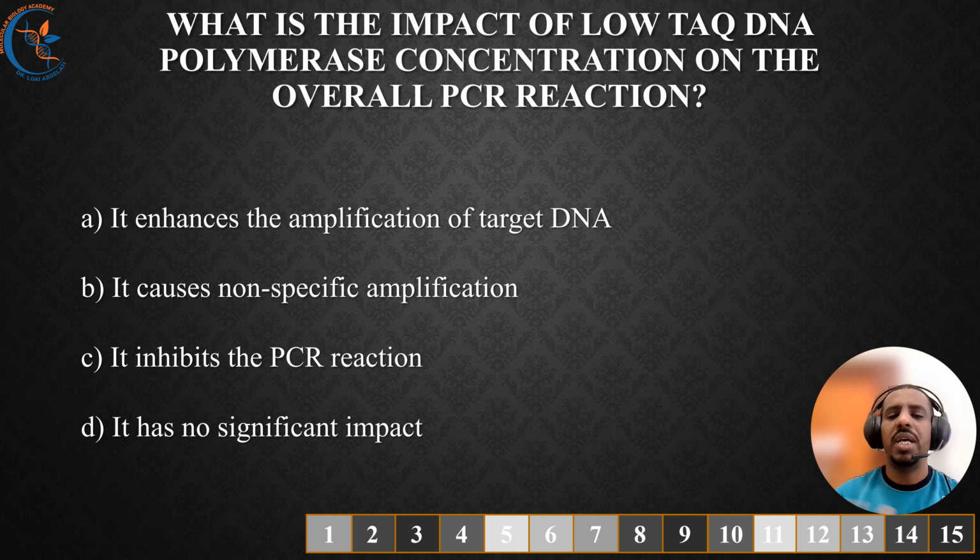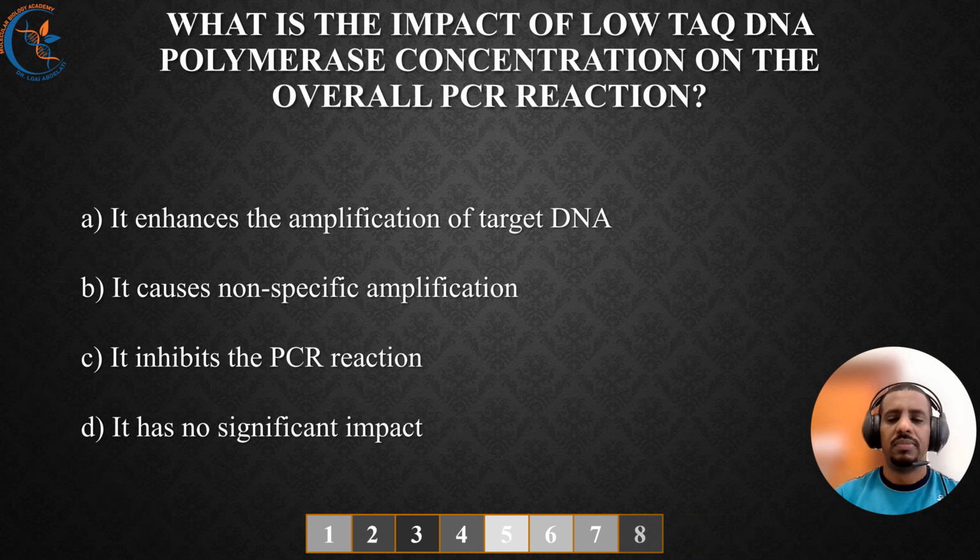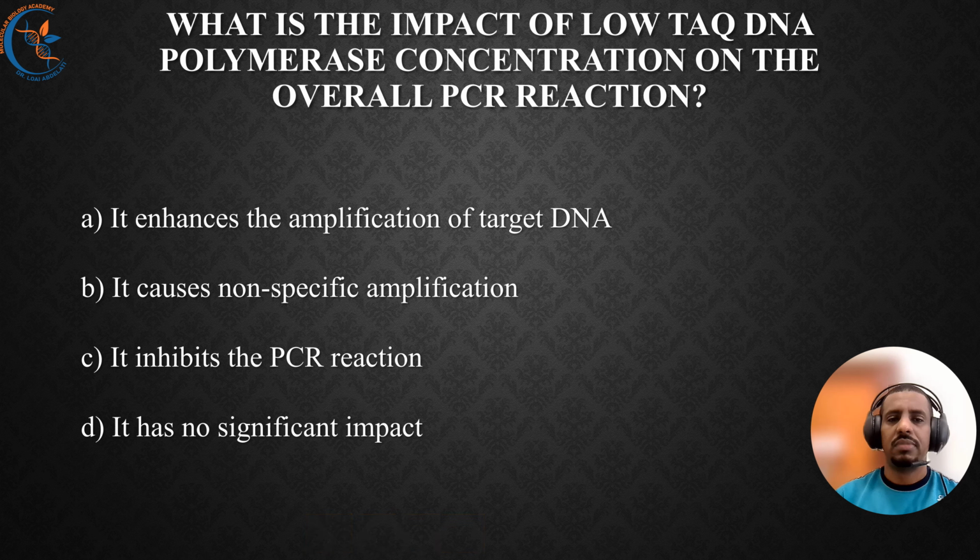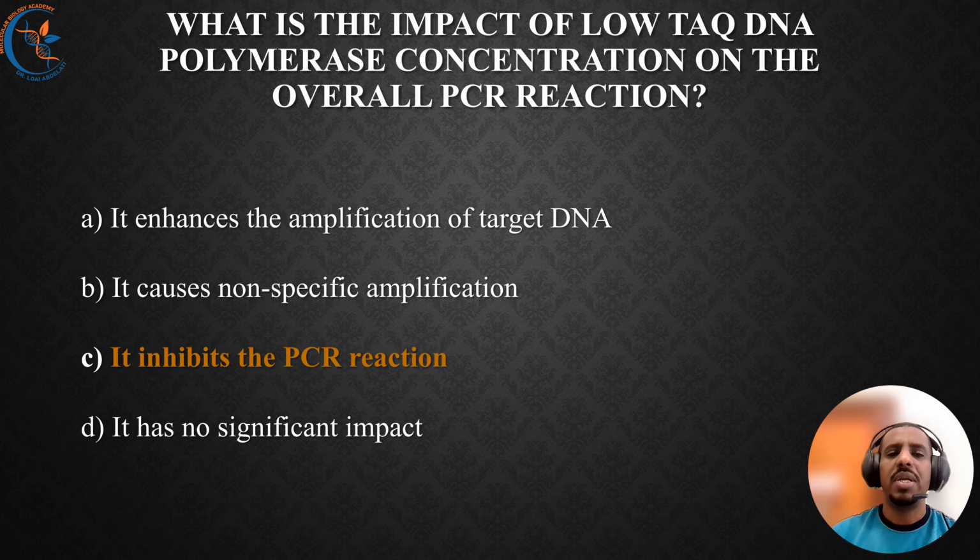What is the impact of low Taq DNA polymerase concentration on the overall PCR reaction? All right, the correct answer is it inhibits the PCR reactions. Actually, too little Taq DNA polymerase can inhibit the PCR reaction by failing to amplify the target DNA efficiently, okay, leading to poor or no amplification.